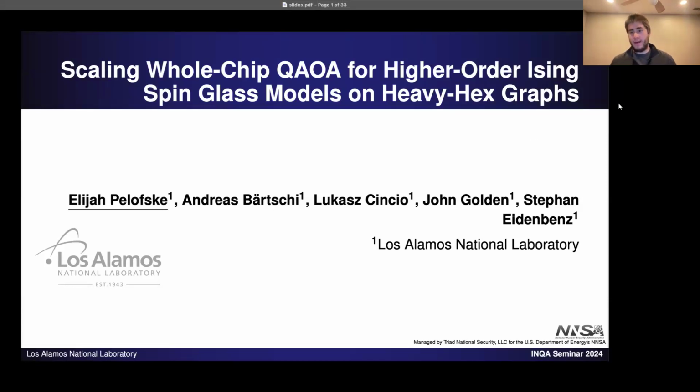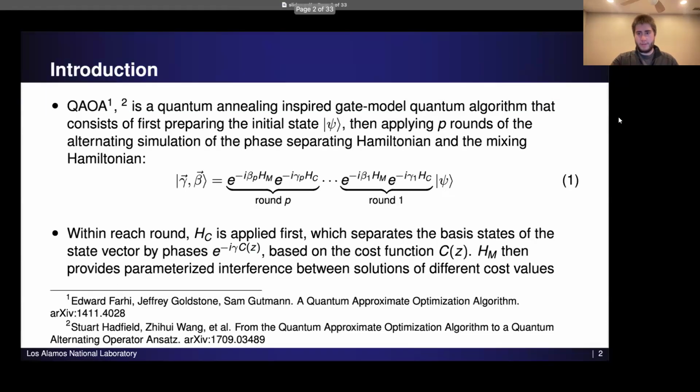All right. So I'm going to be talking about a paper that we recently put out. The title is Scaling Whole Chip QAOA for Higher Order Ising Spin Glass Models on Heavy-Hex Graphs. All right. So QAOA is a quantum annealing or adiabatic quantum computation inspired gate model quantum algorithm.